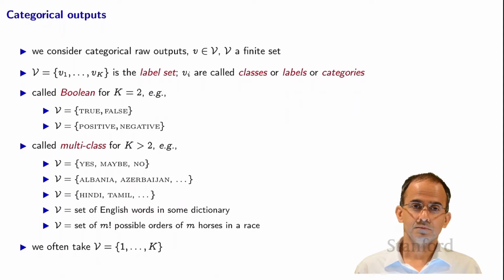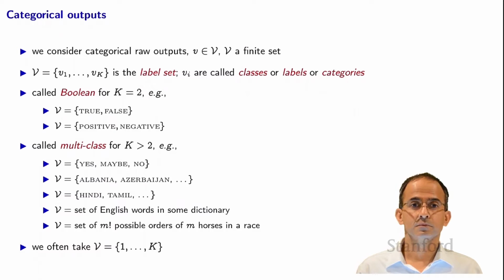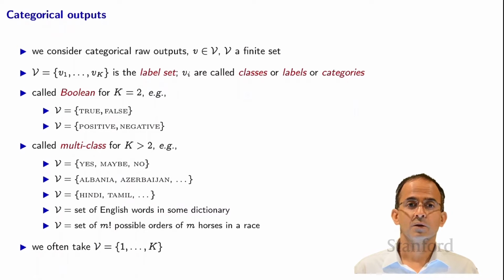It might be places or countries. It might be languages. It might be the set of English words in some dictionary. It might be the set of possible orderings of m horses in a race. So that's the m factorial set of permutations of the numbers 1 through m. Very often we just number our categories, and so instead of thinking of them as v1 through v capital K, we think of them as just the numbers 1 through K.